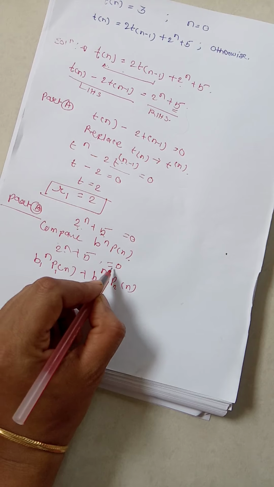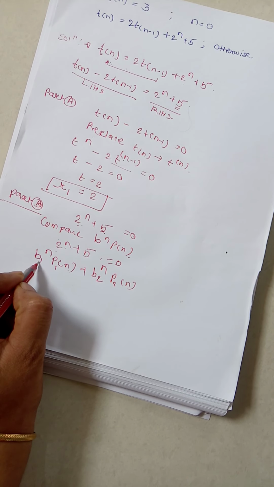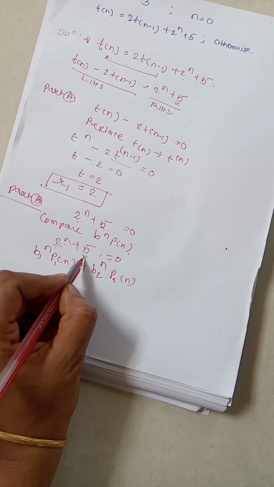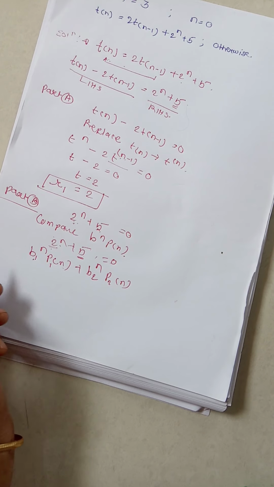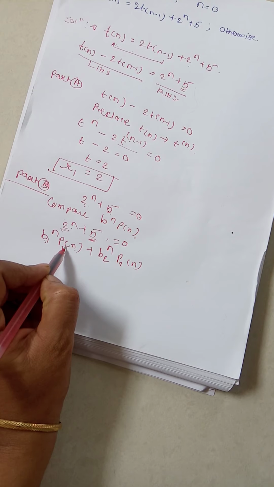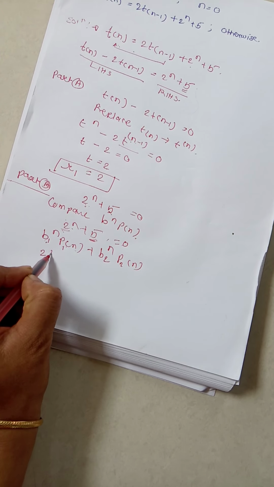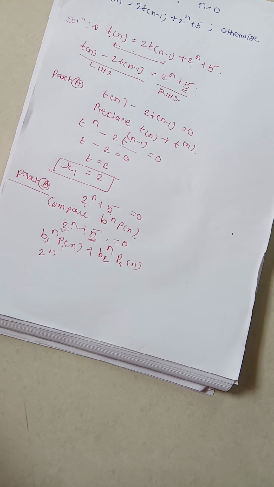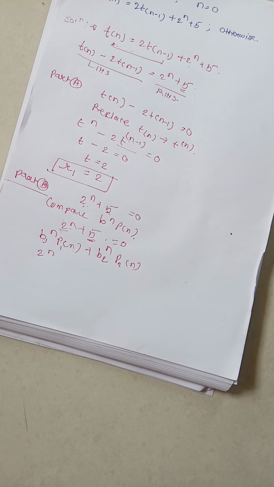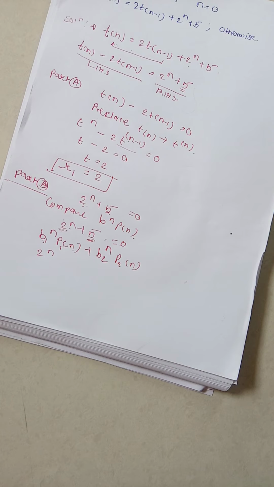That is 2 to the power n plus 5 is equal to 0. Fine. So compare this equation with b1 and p of n. Here the missing term is the polynomial term. Here both the terms are missing, just the constant is present. Fine. So first of all we will convert this equation into the binomial and polynomial form.